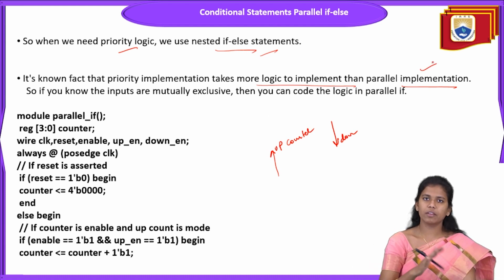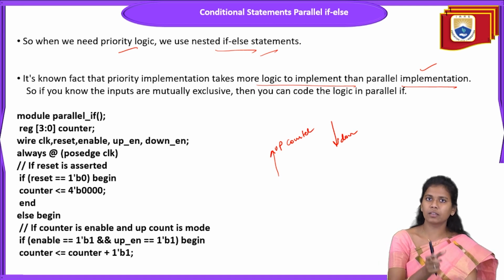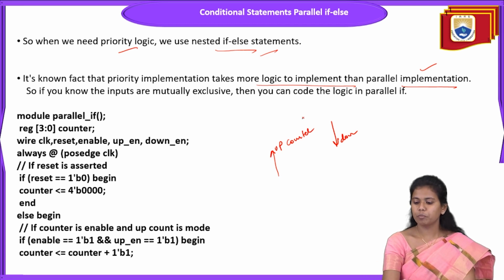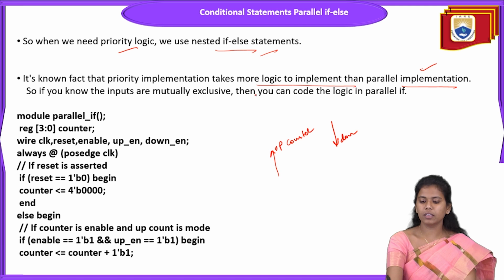In order to drive the parallel implementation and reduce the delays, if you want to drive particular combinational circuits and know the bits, whether it is up counting or down counting, in order to know the given priority, always remember that the logic needs more logic to implement in the parallel implementation.